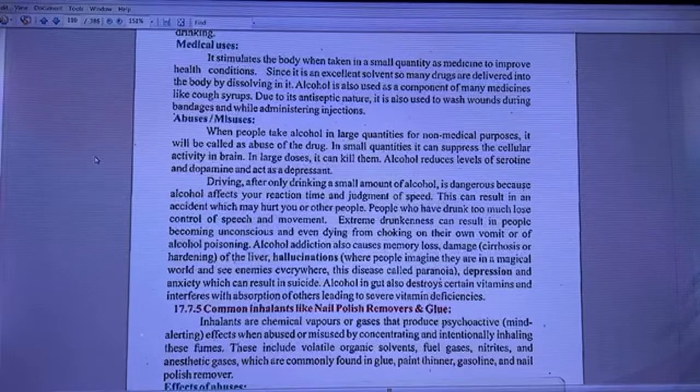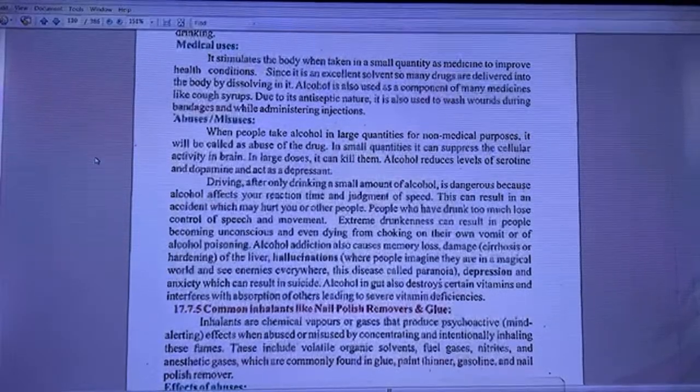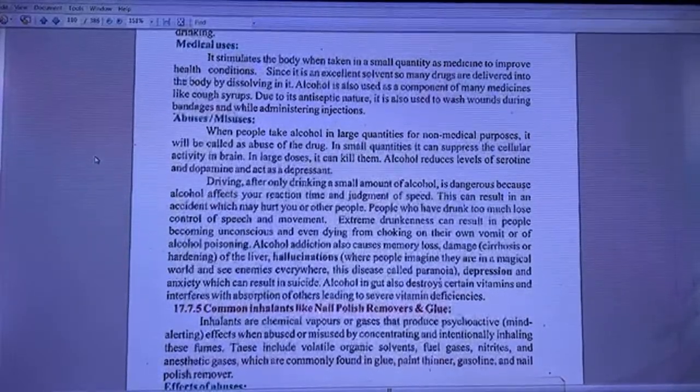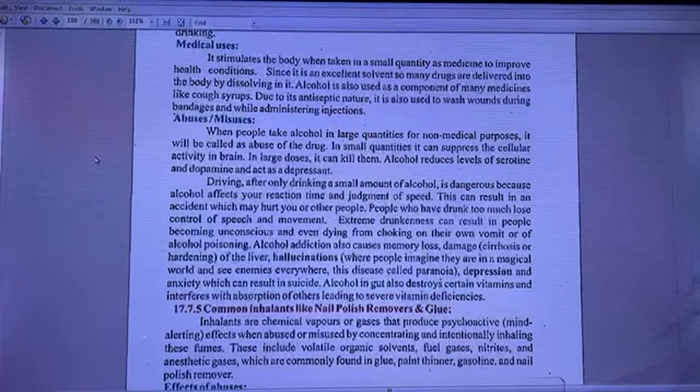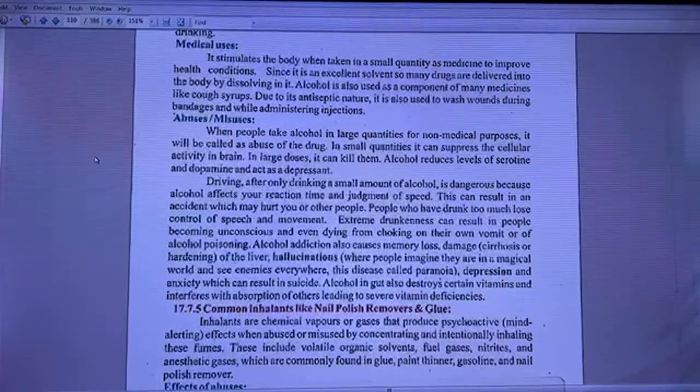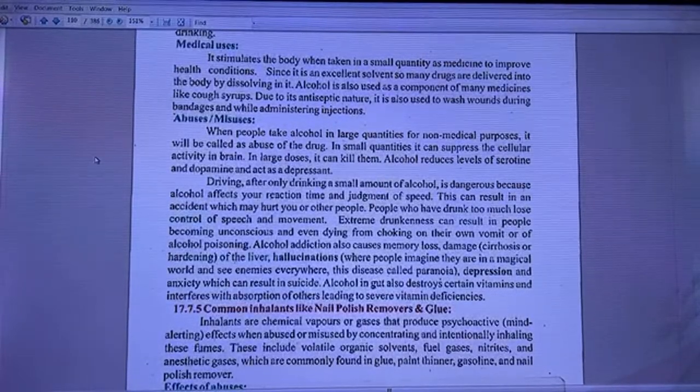Hallucination, where people imagine they are in a magical world and see enemies everywhere. This disease is called paranoia. Depression and anxiety, which can result in suicide. Alcohol in the gut also destroys certain vitamins and interferes with the absorption of others, leading to severe vitamin deficiencies.